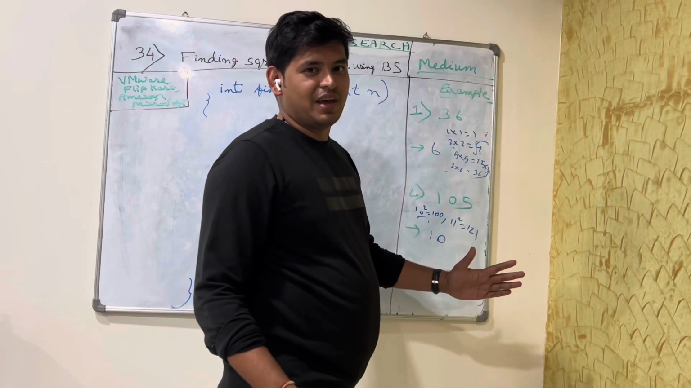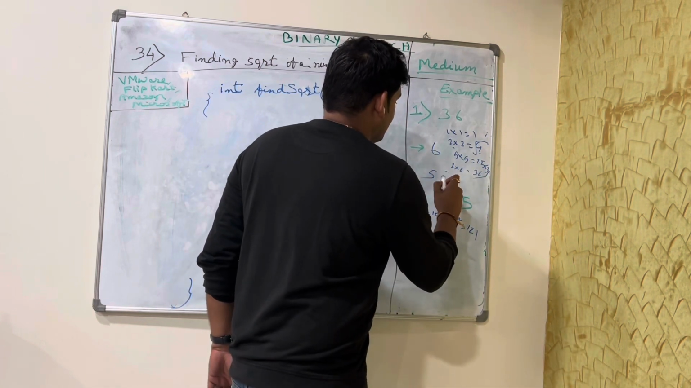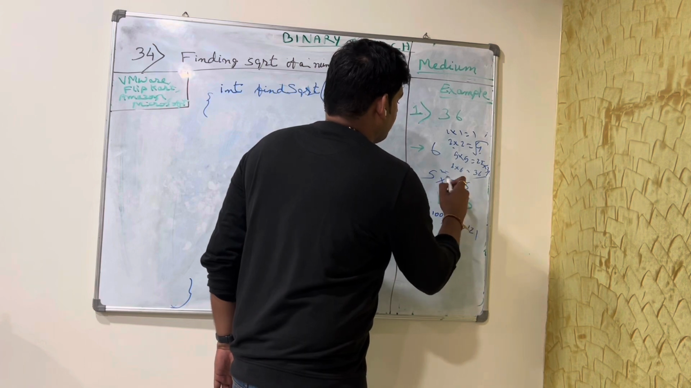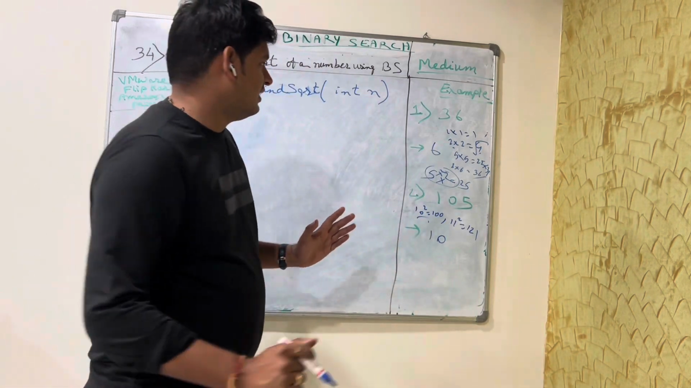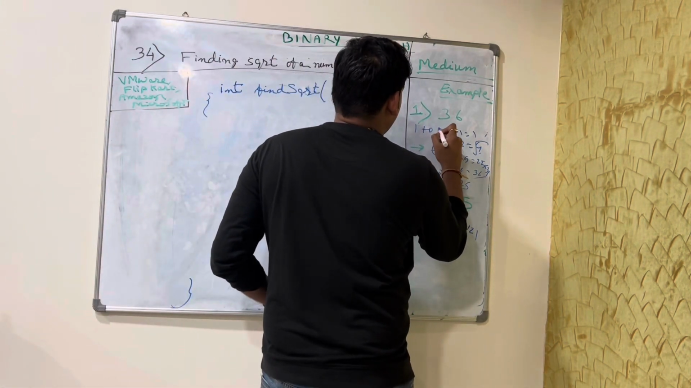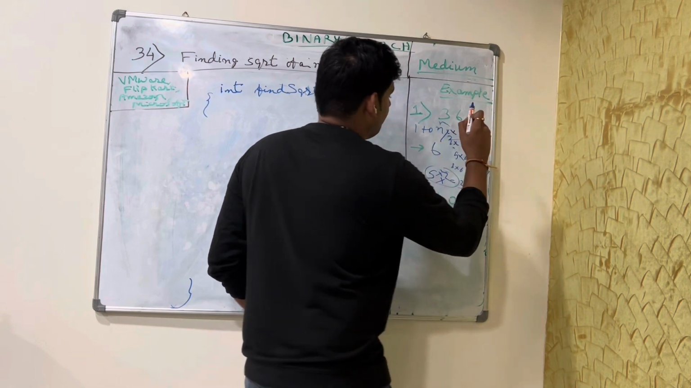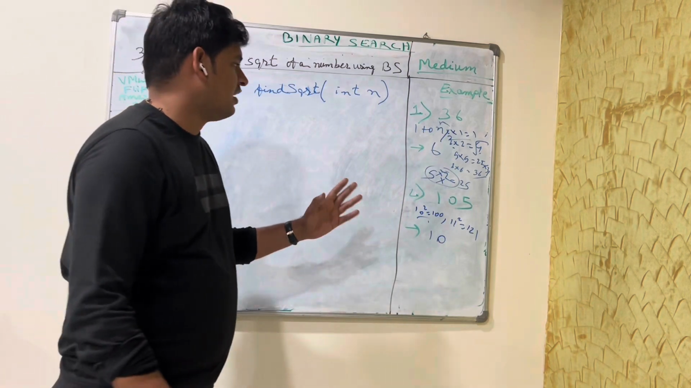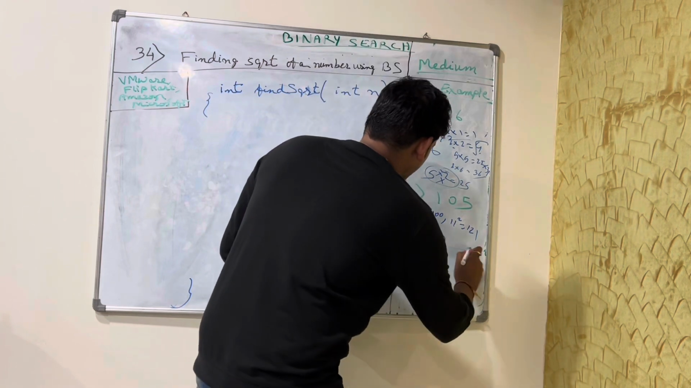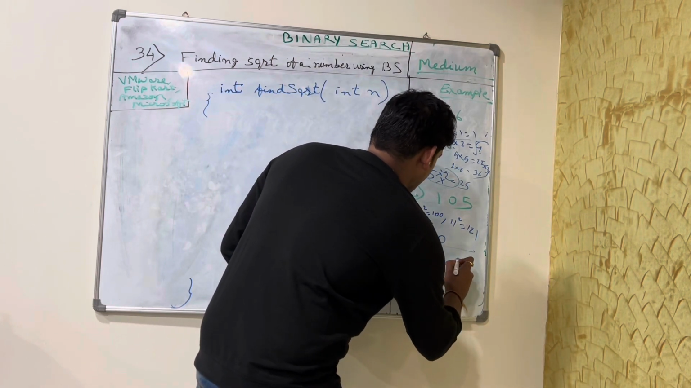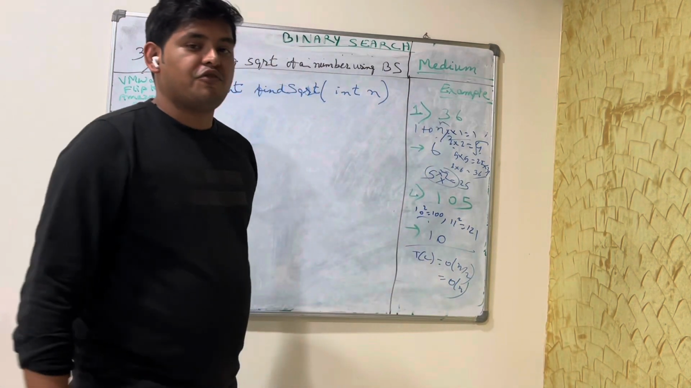but we can reduce it. For any number, like 5, its square is 25, but its double is 10. So the square root of any number n will obviously be less than n by 2. That is mathematically proven. So if we use the brute force approach, what would be our time complexity? Order of n by 2, which in the worst case is order of n. So we have to optimize it.